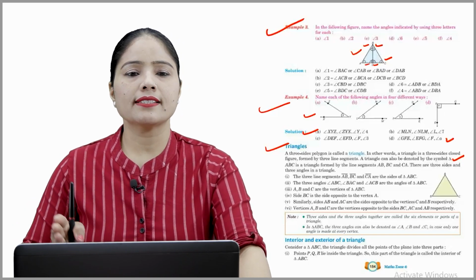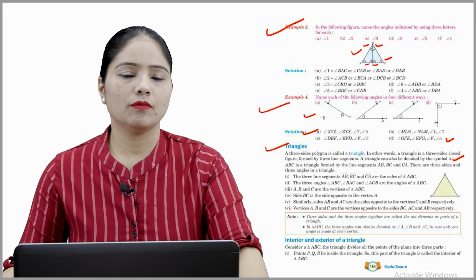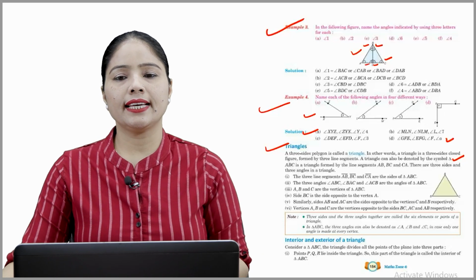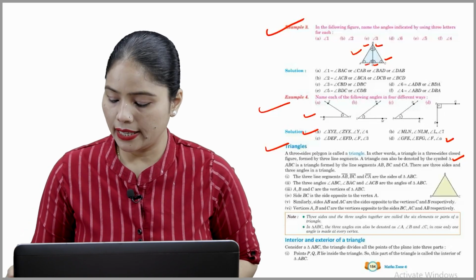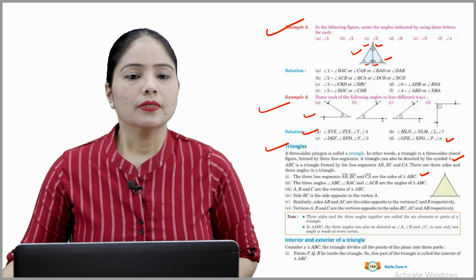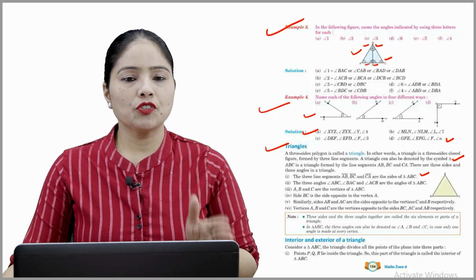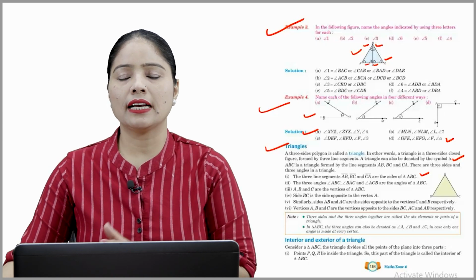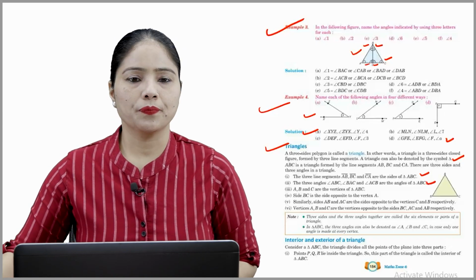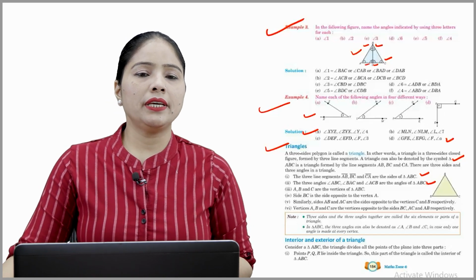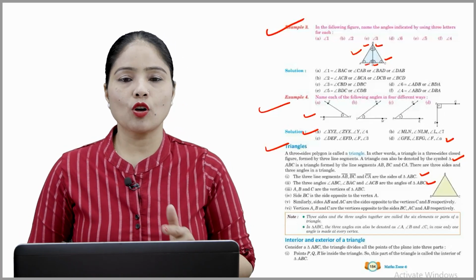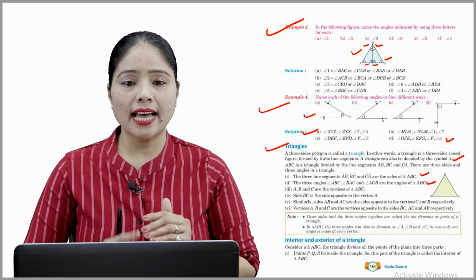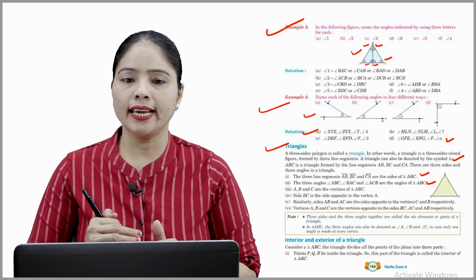There are three sides and three angles in a triangle. First one is the three line segments AB, BC and CA are the sides of triangle ABC. Second है हमारा the three angles, angle ABC, BAC, ACB are the angles of triangle ABC. Third one is A, B and C are the vertices of triangle ABC. And fourth is side BC is the side opposite to the vertex A.